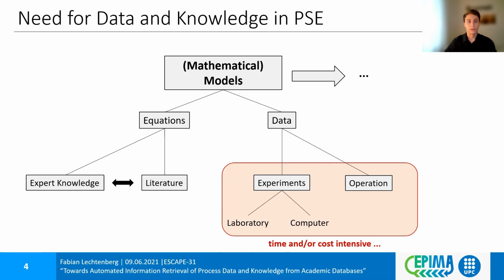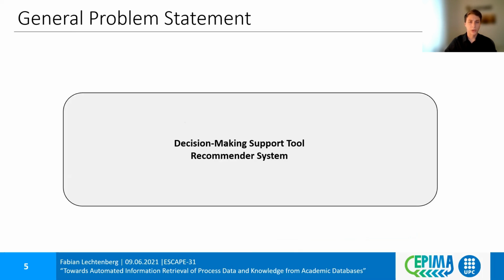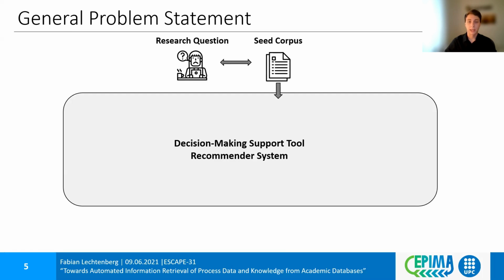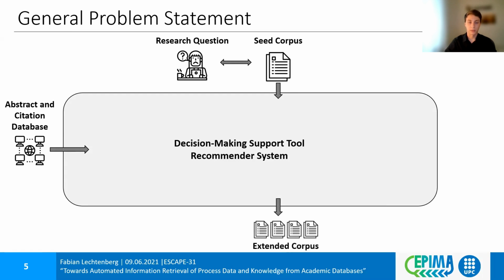Luckily, data can also be found in literature, so it would be desirable for a process systems engineer to facilitate the search of data and also knowledge. The general problem statement that we target can be summarized in the following way. Given a research question, a set of relevant documents, and an academic citation and abstract database, find an extended corpus of documents relevant to the given research question.